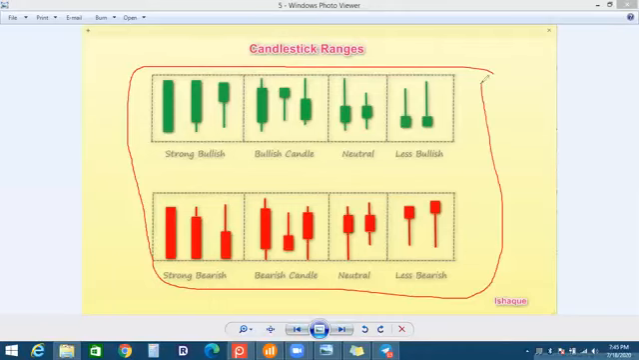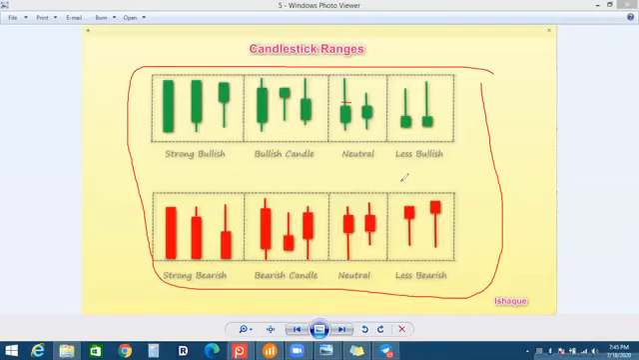These are the ideas. Maybe the price shapes can differ in the body, the upper wick, and the lower wick, but you can consider these four ranges in the market. You will always see all the candlesticks fall in these four ranges. So we can take decisions on the basis of the candlestick ranges.